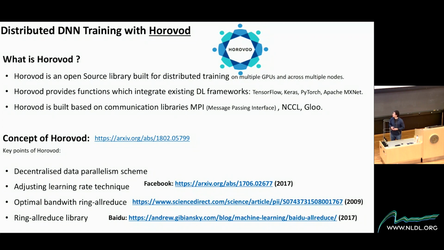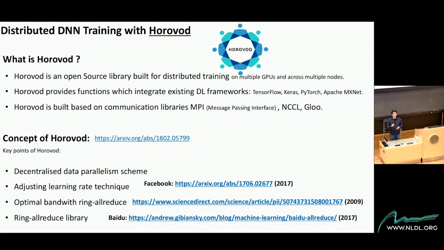It provides functions and function wrappers, and it's integrated in TensorFlow, Keras, PyTorch, MXNet, as far as I know. So that's the majority of the machine learning frameworks that Horovod is integrated in. And the most important aspect is that Horovod is based on MPI. So it can be built with NCCL, the NVIDIA collective communication library, and Gloo, a communication library developed by Facebook. So Horovod is basically an MPI-based thing.